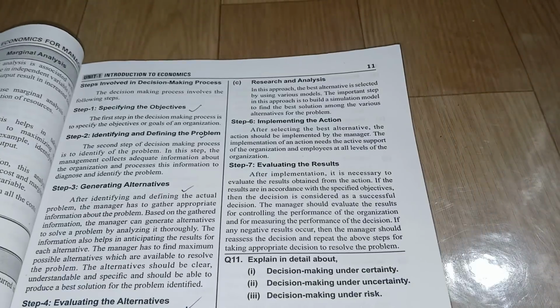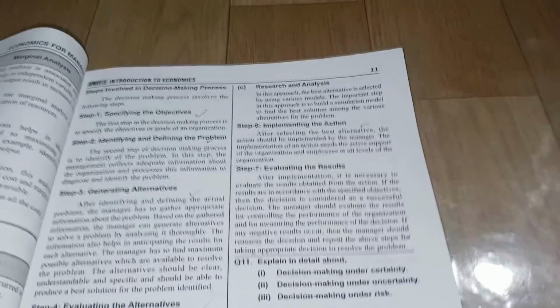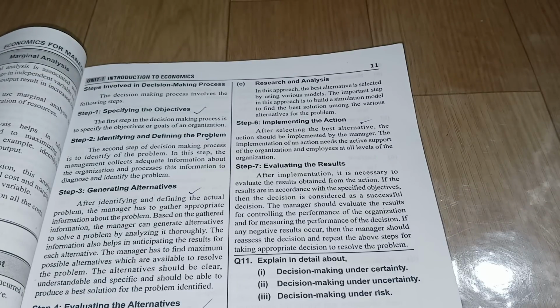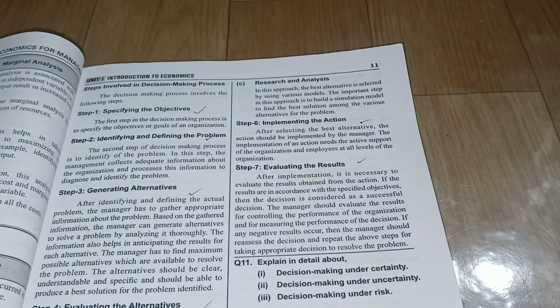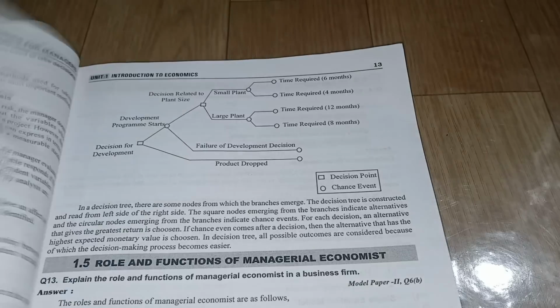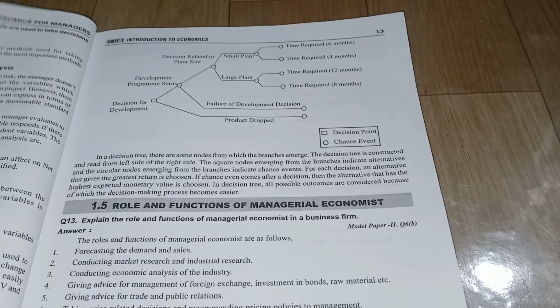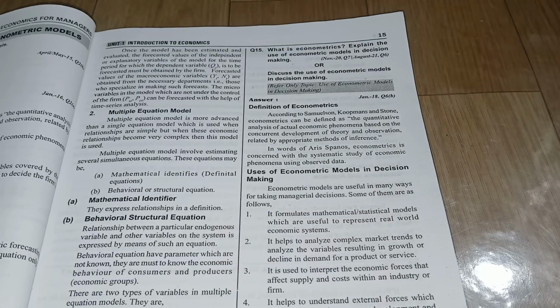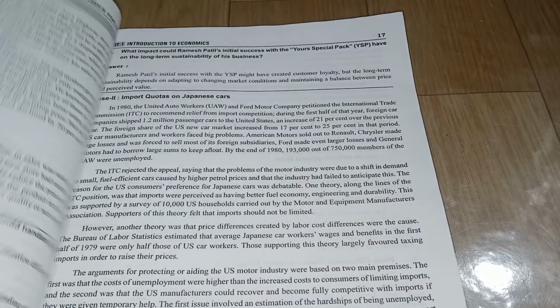Okay, in the 6th step, implementing the action. After selecting the decision, you need to implement it, and you need to observe it. And the last one, evaluating your results. After changing the procedure, after changing the decision, what are your results? That is the 7th step you have in the decision making process. Okay, so this is also one of the important questions, try to learn that also.